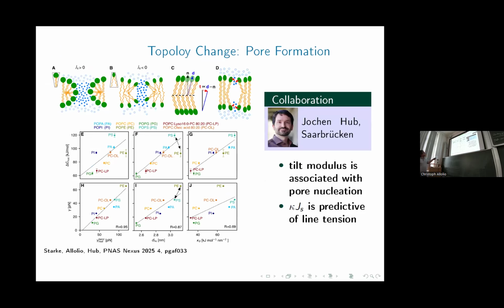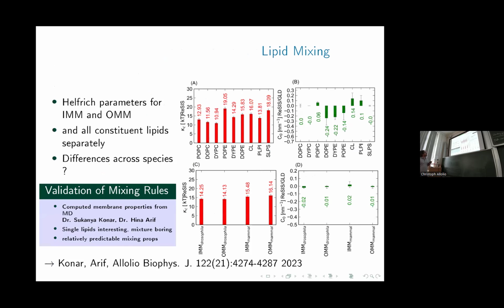And then for holes, like for making pores, we also showed that there is a very good correlation between the so-called pre-pore, and the energy of the pre-pore we can predict using the tilt modulus, and the line tension of the ruptured membrane we can predict using the product of curvature and elasticity. So this came out this year. So we can do this, and of course now we have to also take care of the mixing terms.